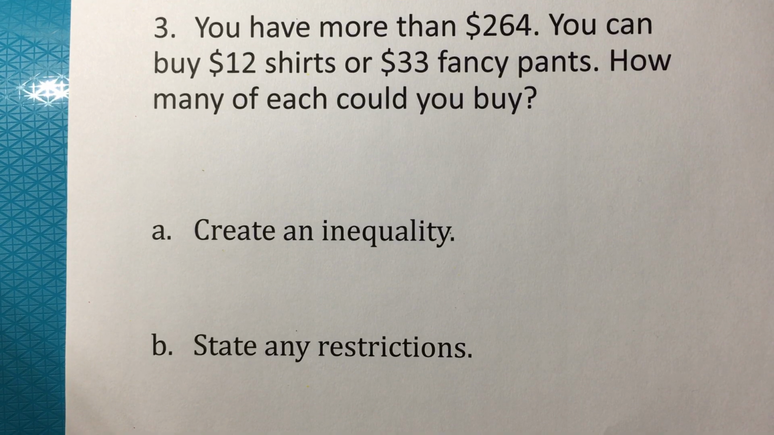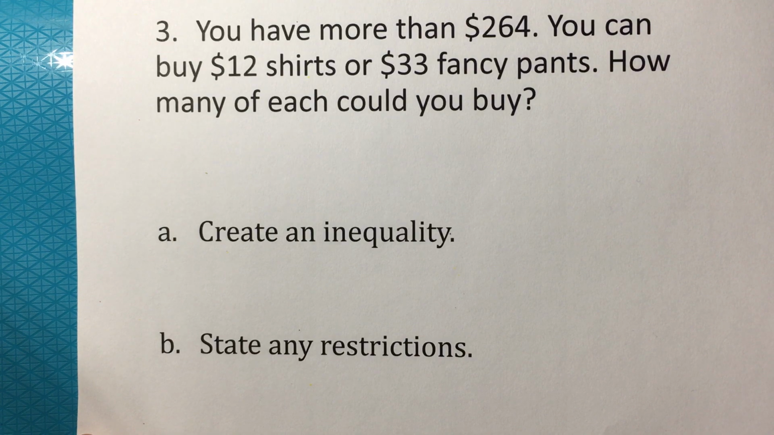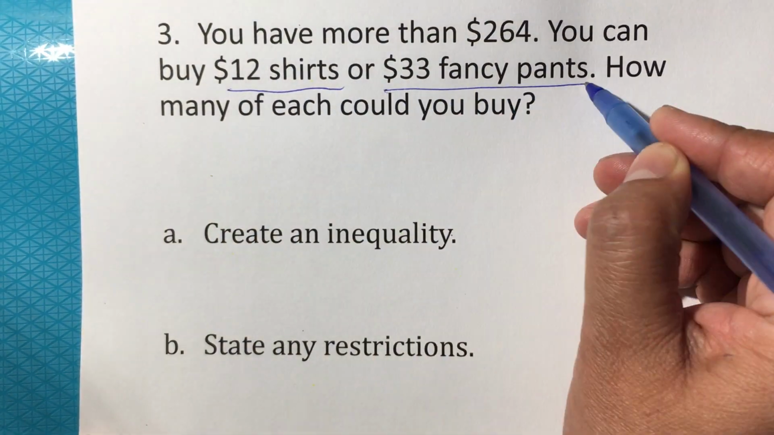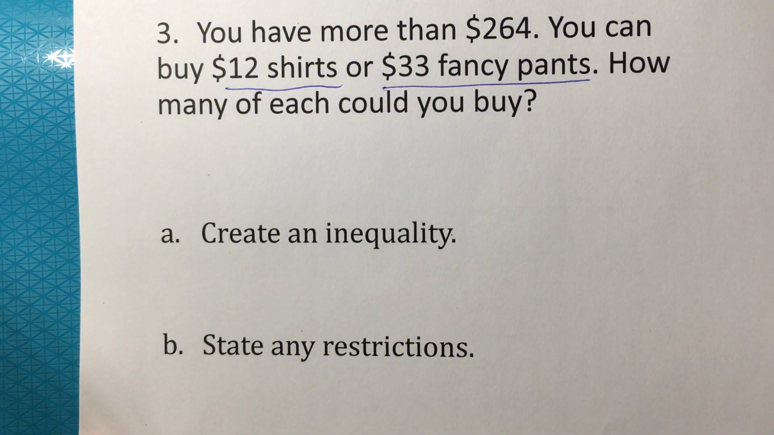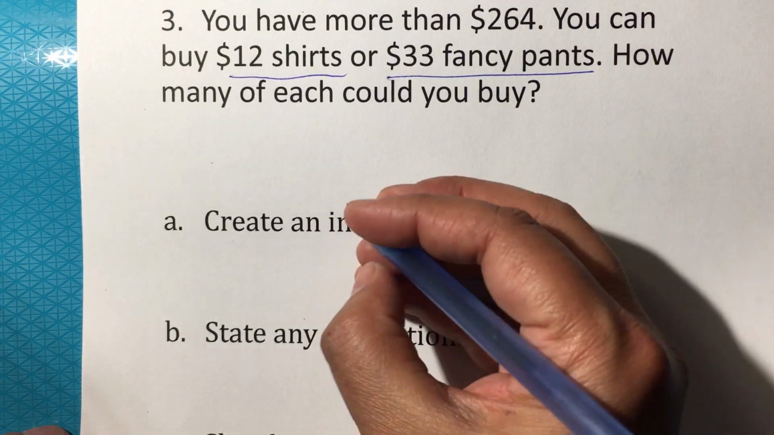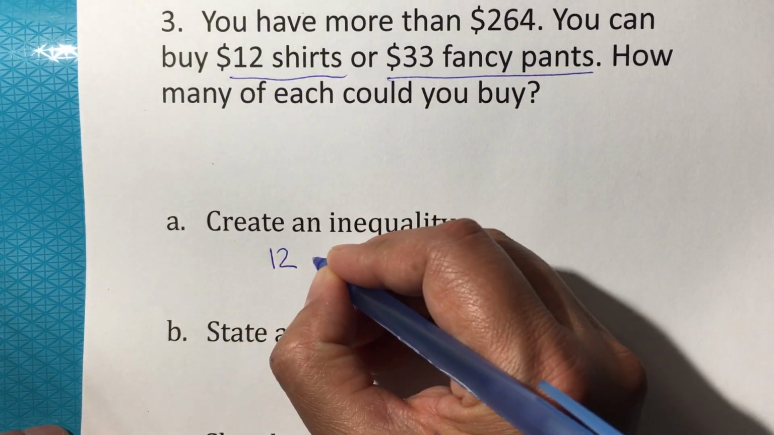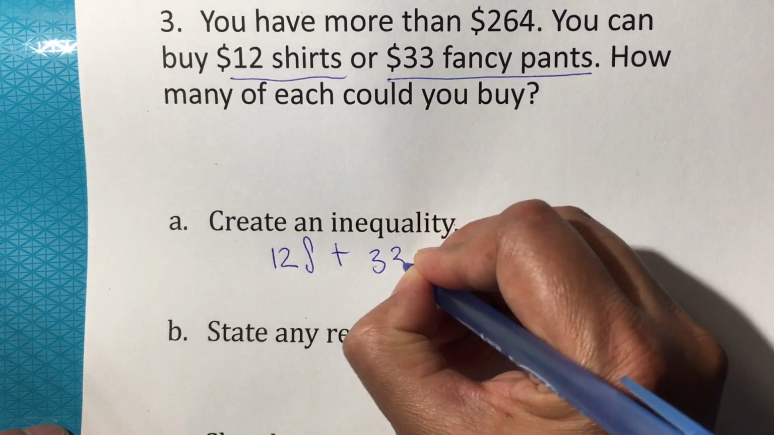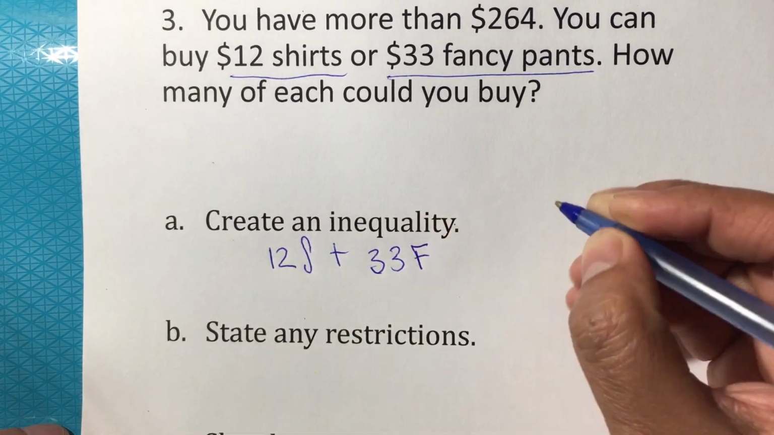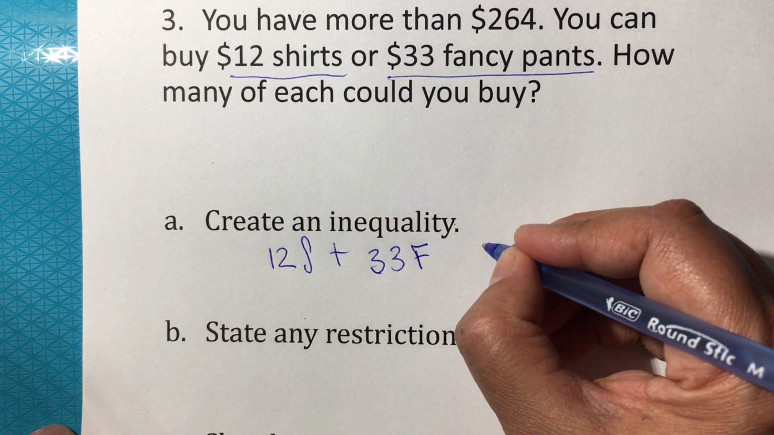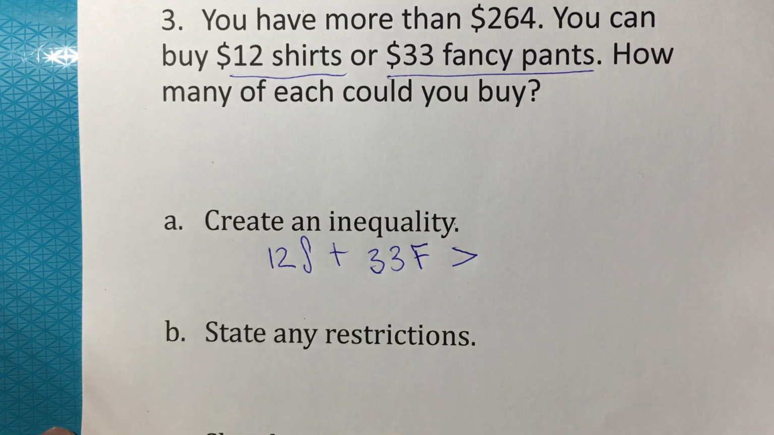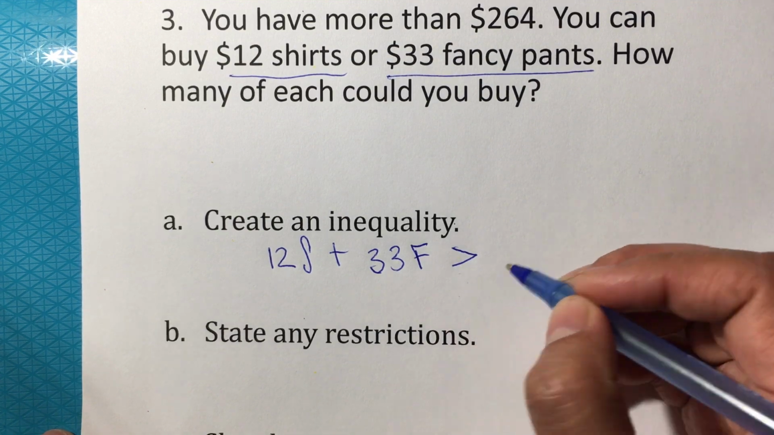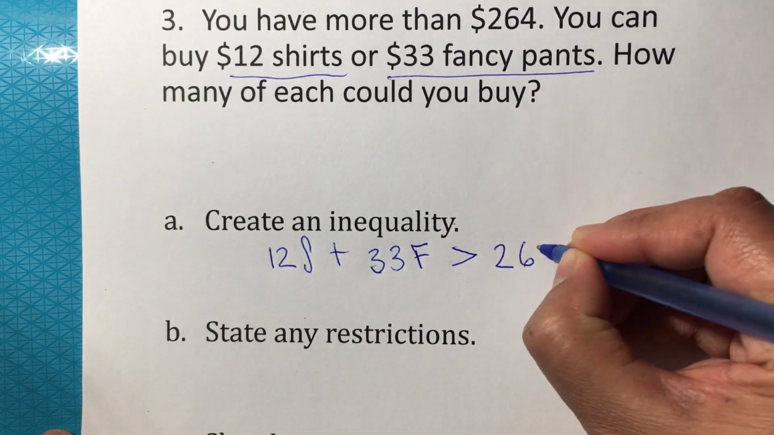Okay, number 3 says you have more than $264. You can buy $12 shirts or $33 fancy pants. How many of each could you buy? And so again, we have $12 shirts, $33 fancy pants, and you have more than 264. So more than, it doesn't have the equal sign again, so it's more than 264.